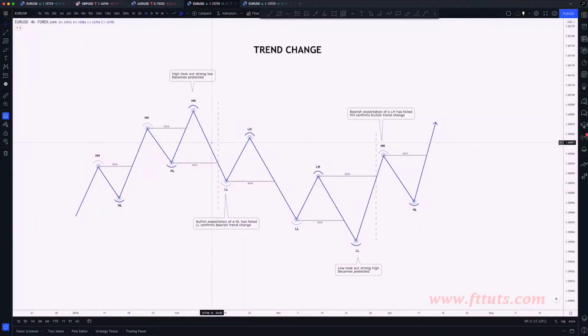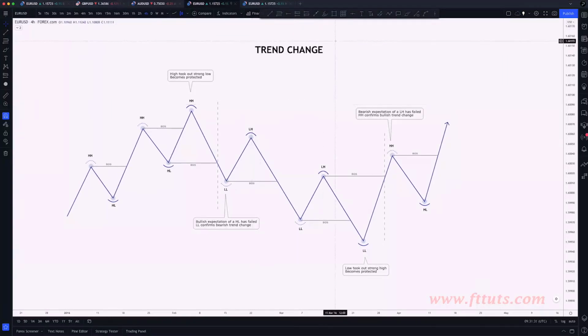So, trend changes. Obviously, a bullish market doesn't last forever. A bearish market doesn't last forever. Well, especially in Forex; maybe if you trade crypto or the stocks, it's just bullish forever. But anyway, we have a bullish market. Price is making higher highs and higher lows. Now, at this point here, this low in theory is a strong low because it did what? It took out that high and it made a higher high.